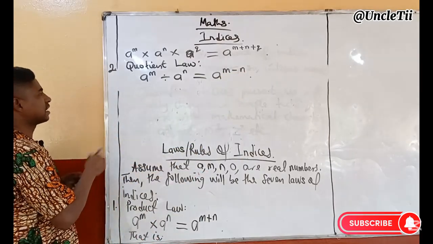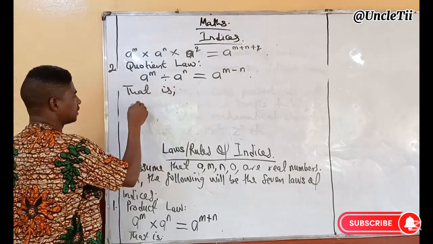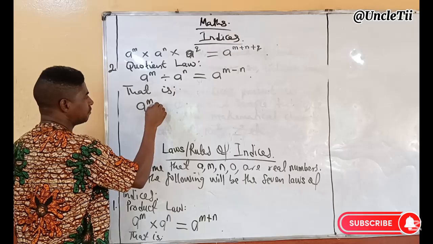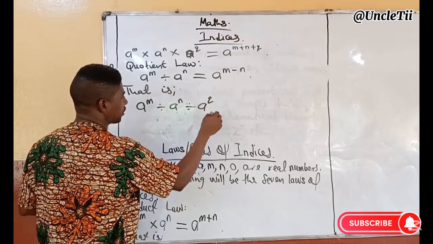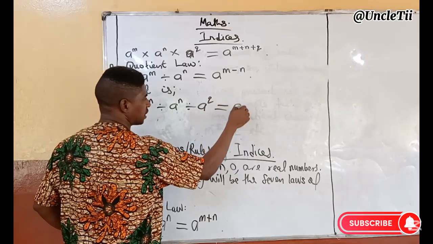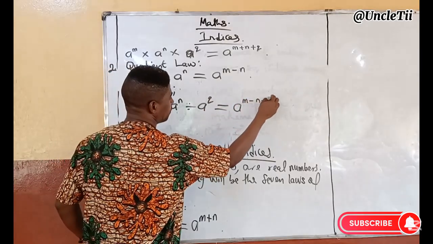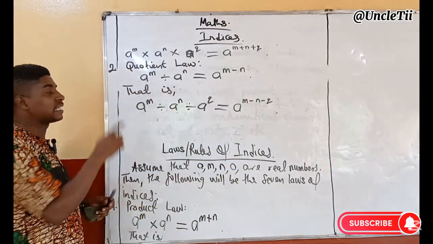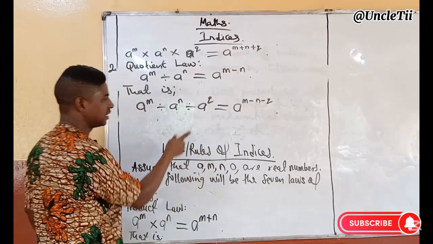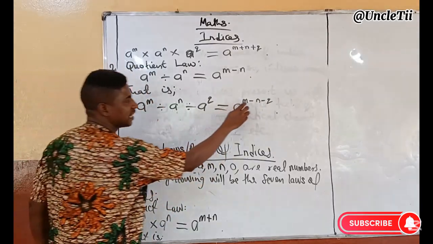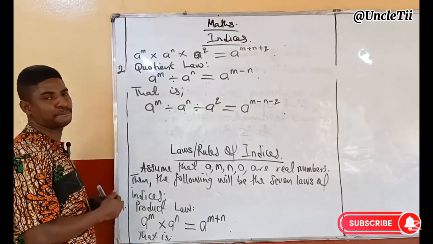So if we decide to expand it, that is a^m divided by a^n divided by a^q, this will simply give us a^(m-n-q). The second law tells us that division in the base changes to subtraction in the indices or powers.